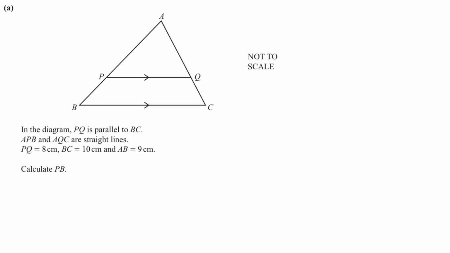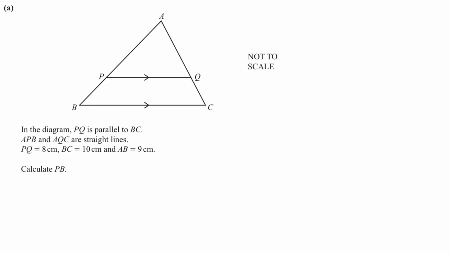This is a similar triangle question. We have been given a diagram and PQ is parallel to BC. APB and AQC are straight lines. PQ is 8, BC is 10, and AB is 9 centimeters. Find PB.